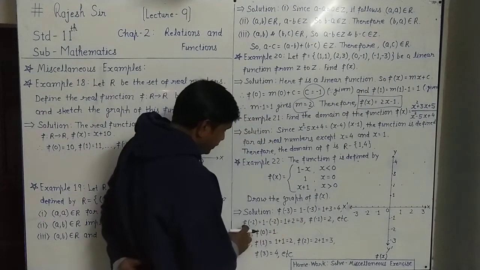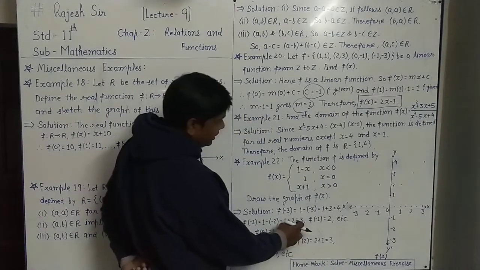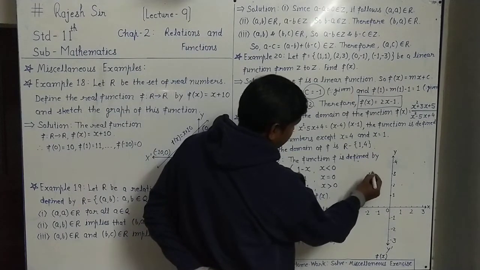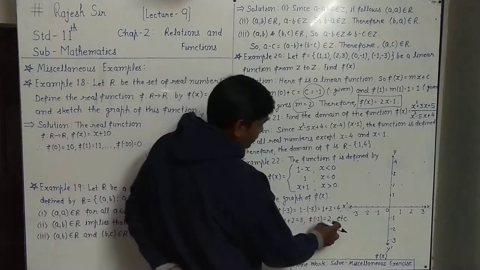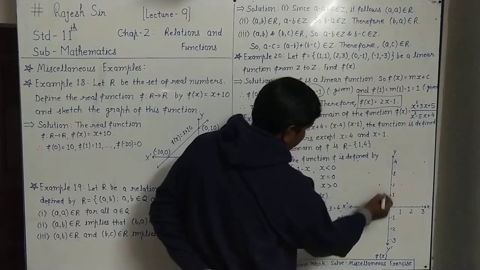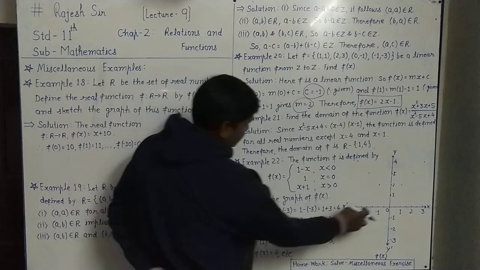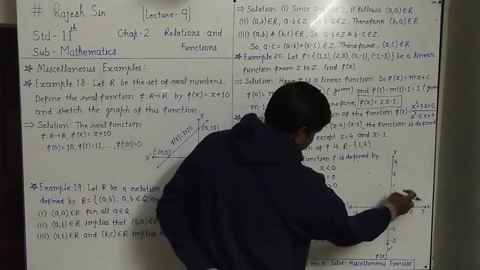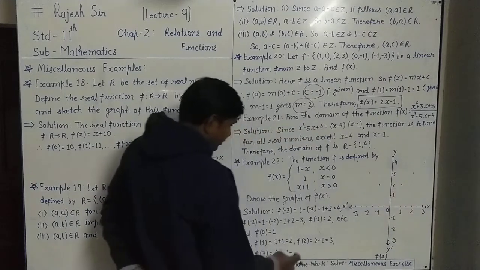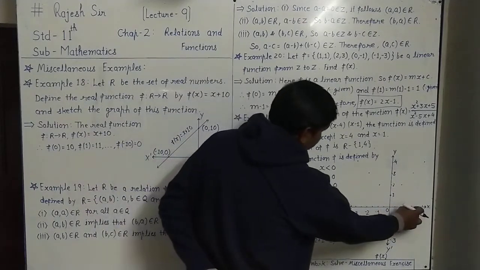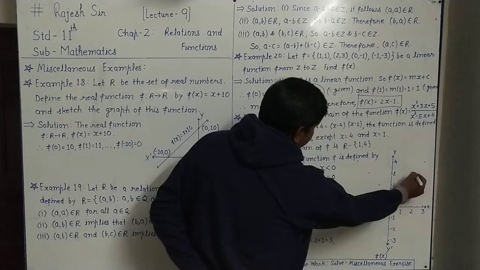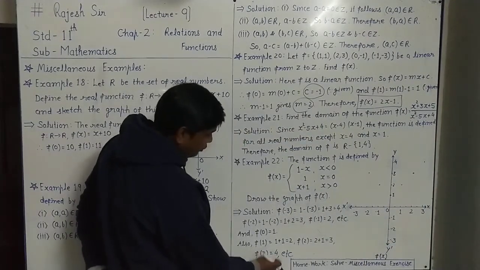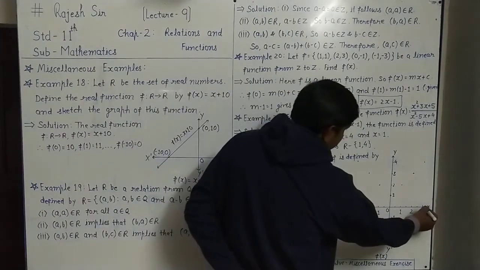For f of minus 2, the value is 3. This point. For f of minus 1 it is 2. Here this is the point. For f(0), it is 1. This point. For f(1) it is 2. For f(2), x equal to 2, y is 3. For f(3), x equal to 3, y equal to 4.